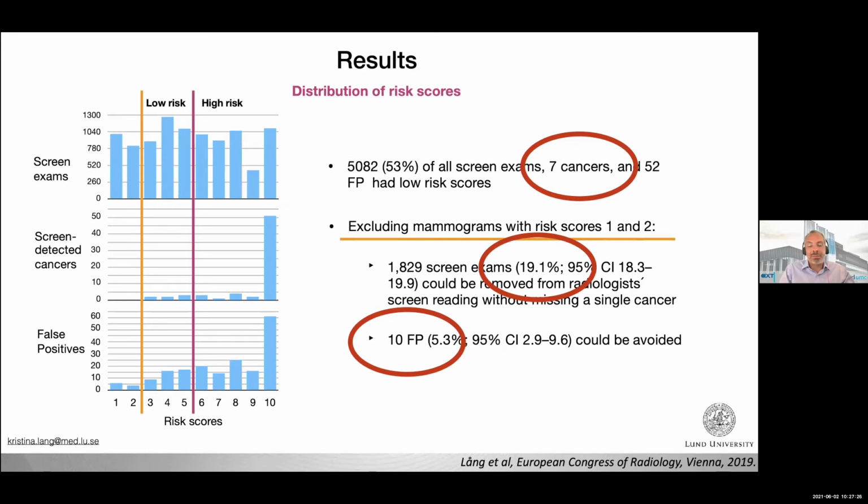A similar study, again from Mamo, showed that if you did, well, the very low scores nobody reads, but the in-between scores, in this case 3 to 5, one reader reads them, and for the rest you have 2 readers. Then you could have only 7 cancers, not that they're missed, but they're read by only one radiologist, and then it's up to him or her to find those cancers, and you would have a 20% reduction in total reads. And a 5 to 10% reduction in false positives.